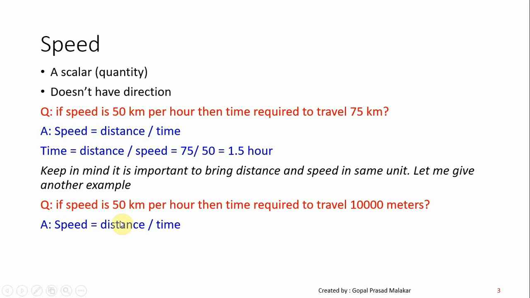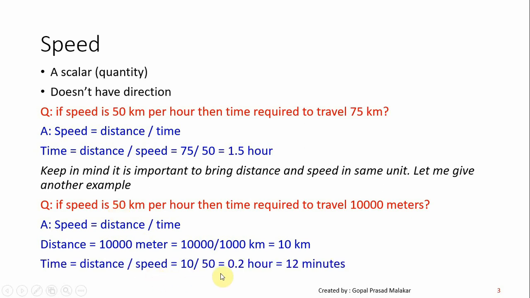So speed equals distance by time, that we know. Distance equals 10,000 meters, or 10,000 divided by 1,000, which will give you kilometers. So 10,000 meters equals 10 kilometers. Now it is pretty clear, if you have to travel 10 kilometers and the speed is 50, the time will be 10 by 50, 0.2 hour, which will be 12 minutes, because in 1 hour you have 60 minutes, so 0.2 hour equals 12 minutes.